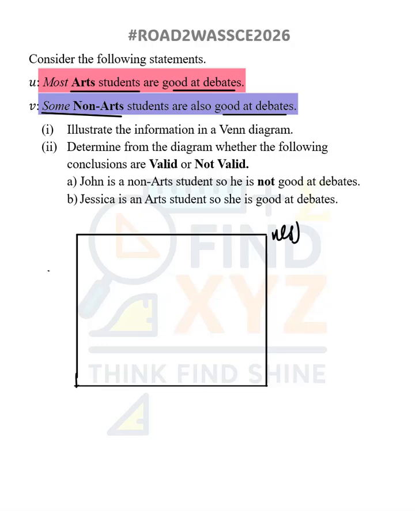But we know some of them are art students. So let's represent this circle as arts. Okay, so this is for number of art students. Now, it means that if all these people inside this circle are art students, it means that all those that are outside this circle are non-art students. Now, we are told that most art students are good at debate. It means that a section of these art students are good at debate.